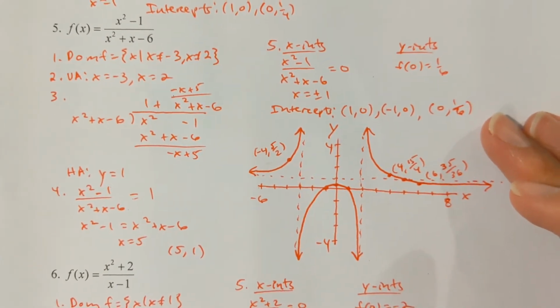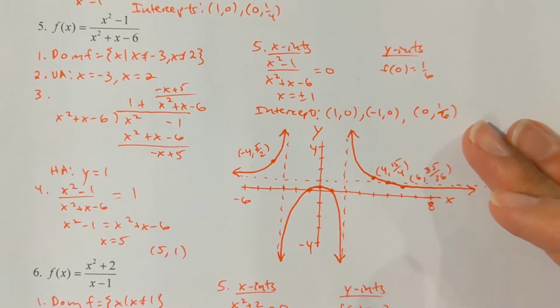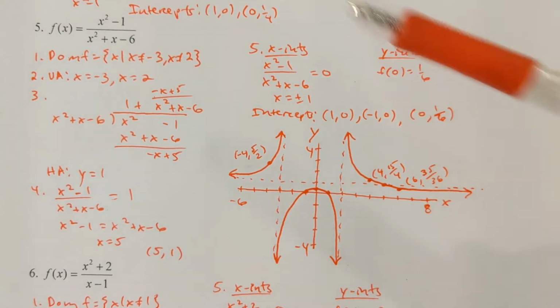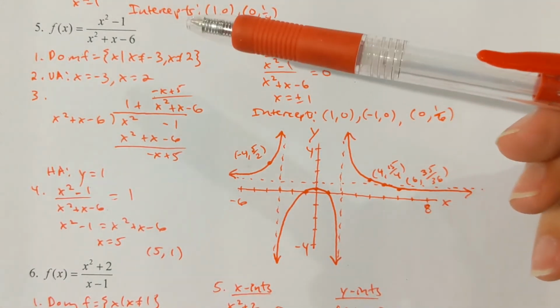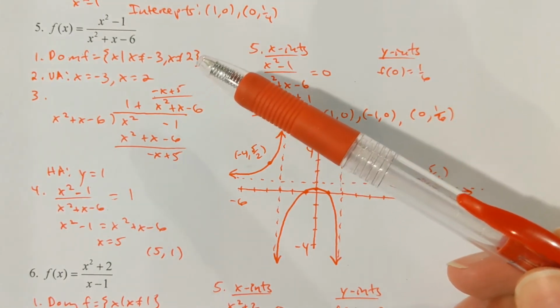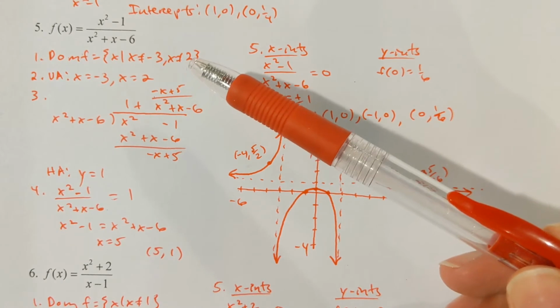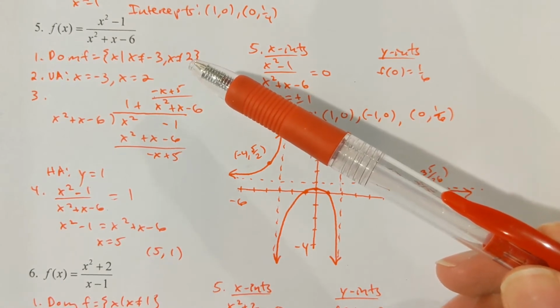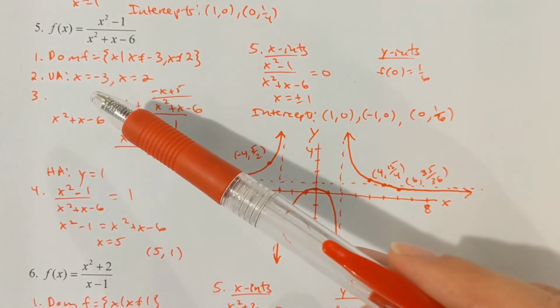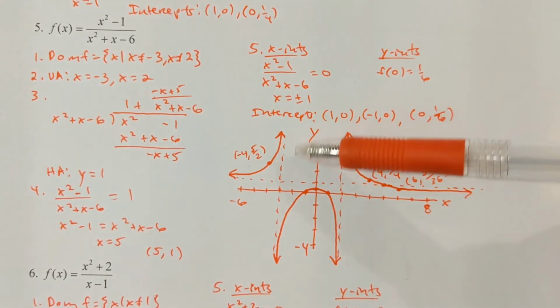Here's another problem. Problem 5, we want to graph the function that's given there. When you set the denominator equal to 0 and solve, you get x equal negative 3 and x equal 2. That's what we don't want, since we know we can't divide by 0. And because we're throwing away those two numbers, we're going to have two vertical asymptotes at x equal negative 3 and x equal 2.